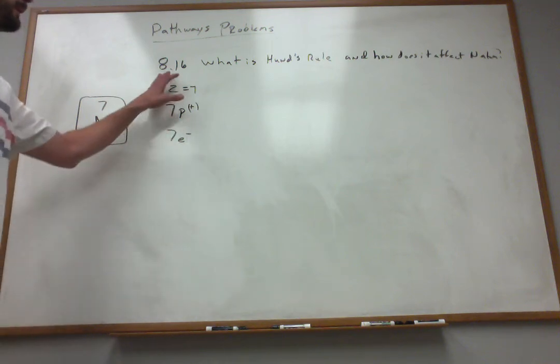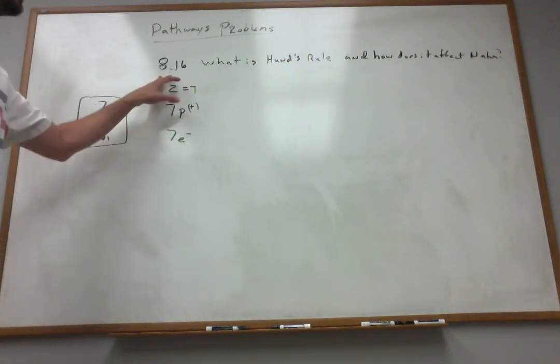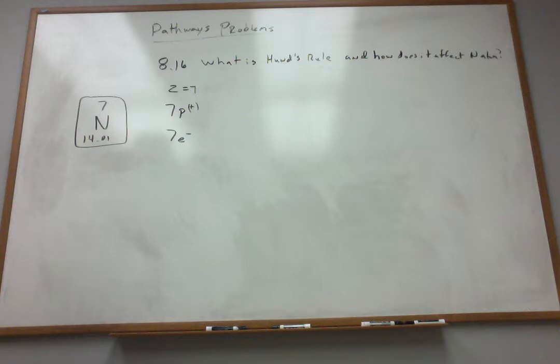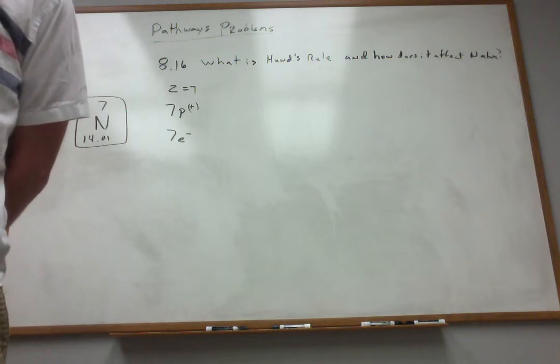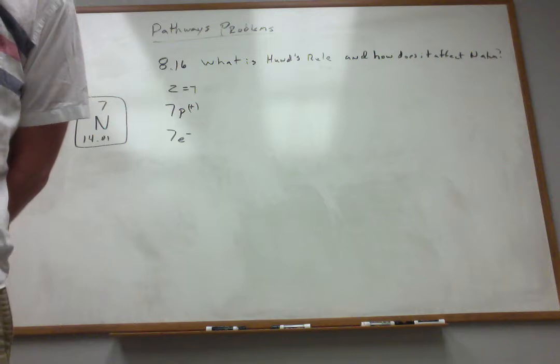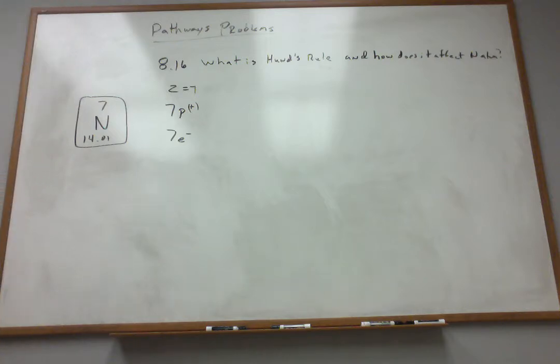Okay, we're going to work problem 8.16 now. This is asking about something called Hund's Rule, and how this Hund's Rule affects the electron configuration of an atom of nitrogen. Now, this is not diatomic nitrogen, this is just one nitrogen atom and its electron configuration. So no bonds, just an isolated atom. So first off, what in the world is this Hund's Rule business, and how do we assign these electron configurations?